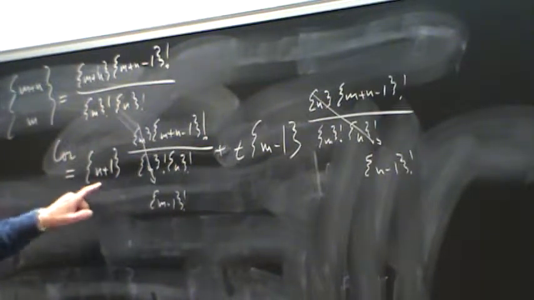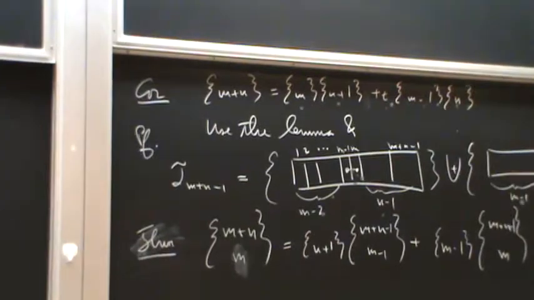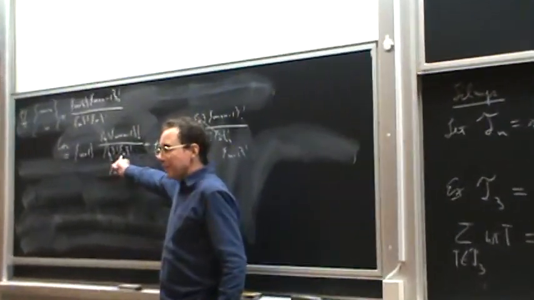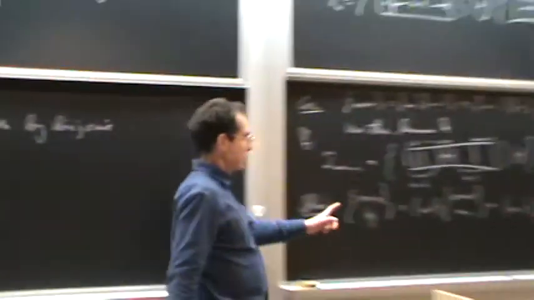n plus 1, that's this n plus 1. m plus n minus 1 factorial over m minus 1 factorial n factorial. I think that's this.